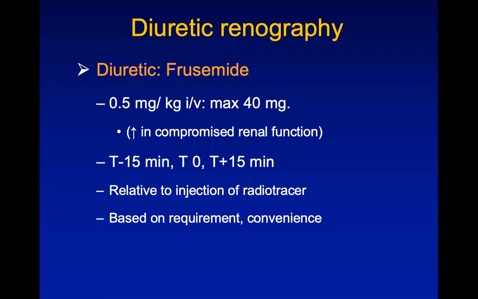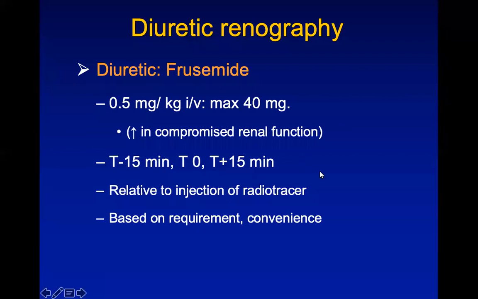non-obstructed in pattern. So to clear up these doubts, what we do is we inject furosemide 15 minutes before starting the study. The patient voids immediately before lying down on the table and is well hydrated. It's very important to maintain hydration when you're giving furosemide. And 15 minutes after the furosemide, you administer the radiotracer on the table and do the 25-minute study as usual.